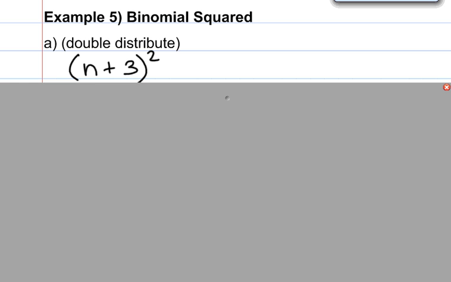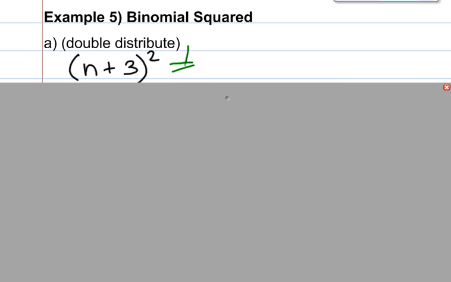Okay, so for example 5, we're going to take a binomial and we're going to square a binomial. So for example A, we have the binomial n plus 3, and that's being squared. And we're going to solve this one by doing double distribute. Now, the first thing that I want you to make sure and understand, and actually don't write this down, okay? I'll be checking in your notes. Don't write down what I'm about to write down in green, okay? Then we'll pick back up.